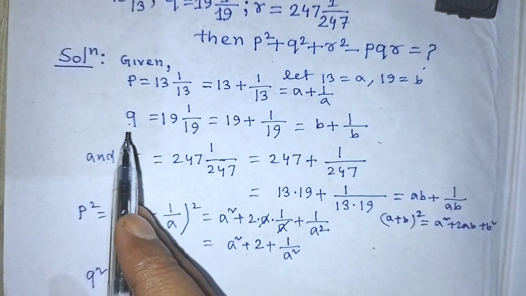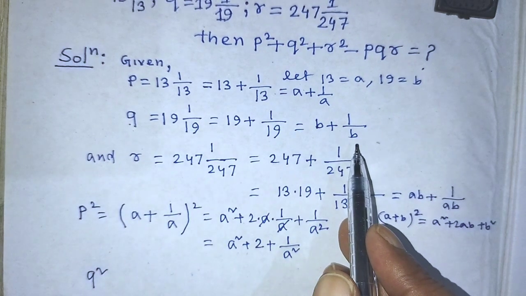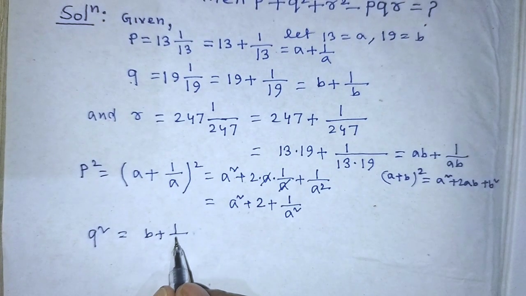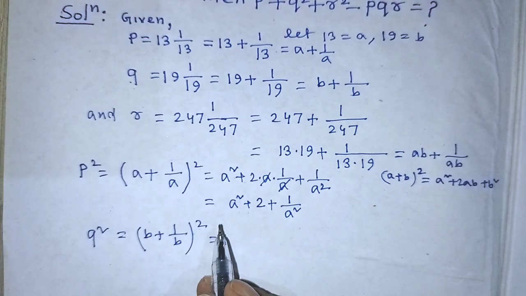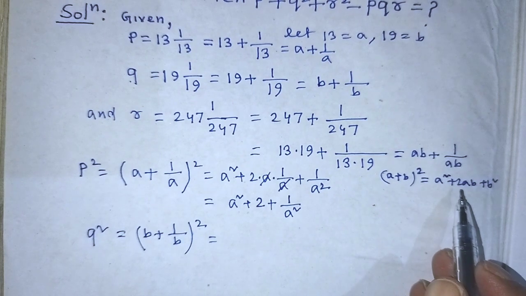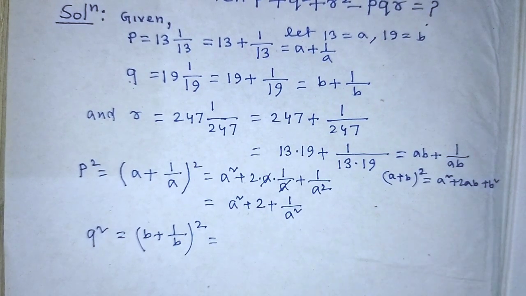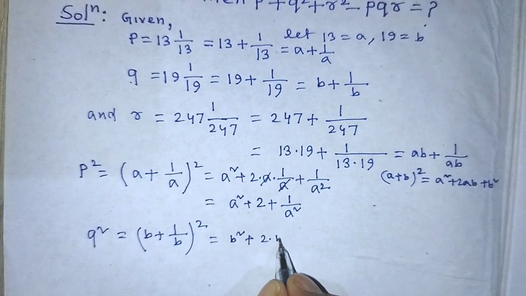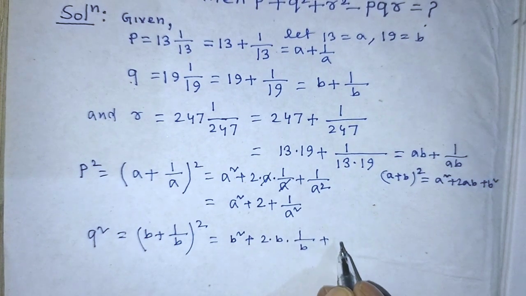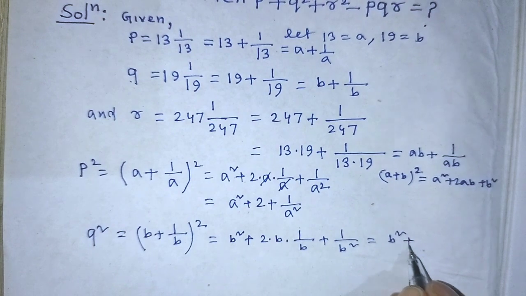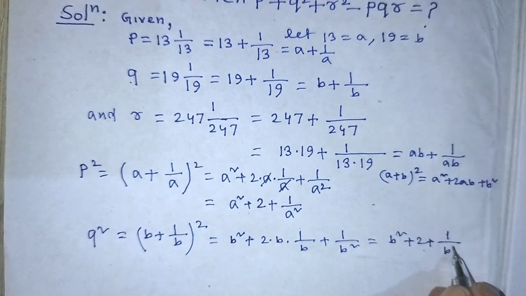Okay. The value of Q is B plus 1 over B. So the value of Q square will be B plus 1 over B whole to the power 2. Okay. To simplify this algebraic expression, we have to apply the formula A plus B whole square equal to A square plus 2AB plus B square. So according to this formula, we can write from this algebraic expression B square plus 2 into B into 1 over B plus 1 over B square. So we can write from this algebraic expression B square plus 2 plus 1 over B square.